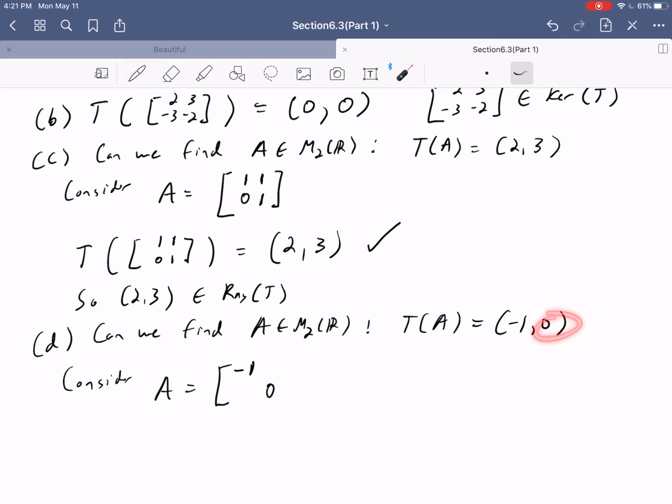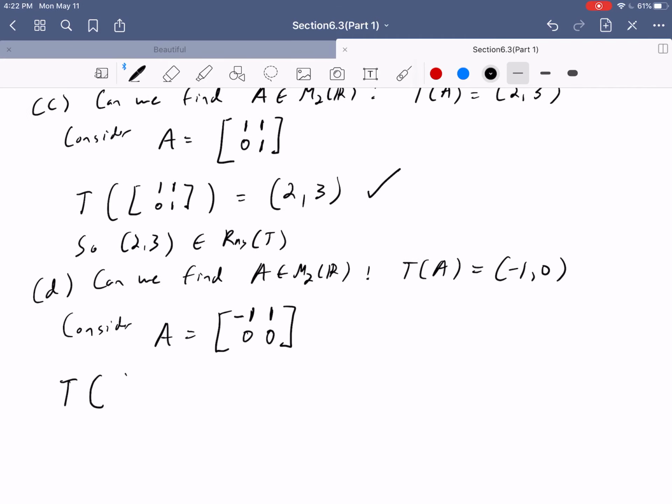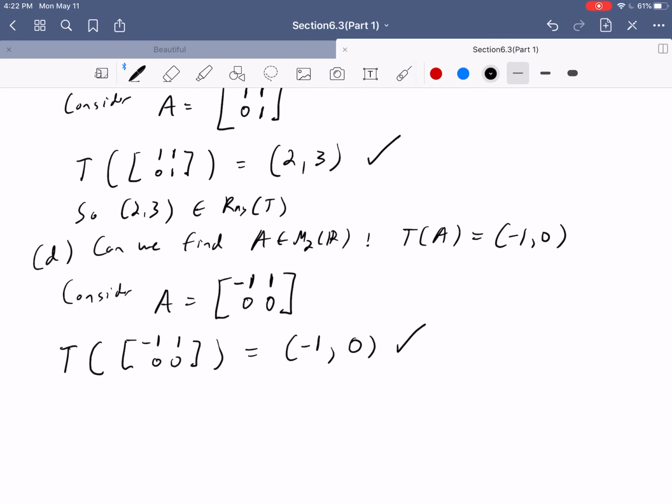Now I need to make sure that my sum is 0, but I don't affect the trace. Obviously, I can put anything I like in these two spots to avoid affecting the trace. So let's put a 1 here. That'll ensure that the sum is 0, and then we can put a 0 here. So it should be pretty clear that T of negative 1, 1, 0, 0, well, the trace is going to be negative 1 and the sum is going to be 0. Check. So that tells us negative 1, 0 is an element of the range of T.